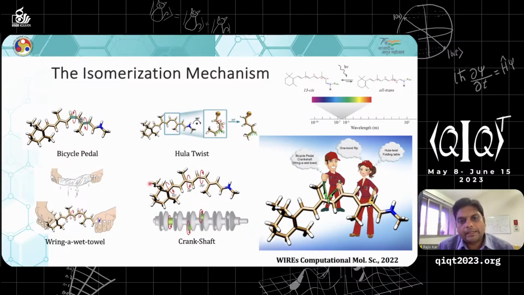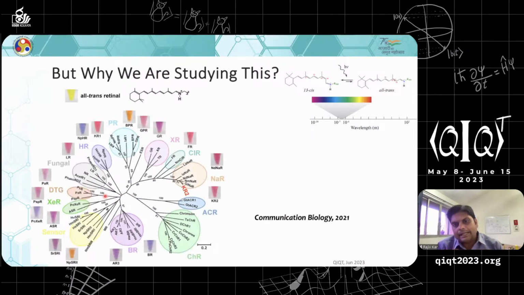So these are some of the analogies that are being elucidated exclusively using quantum mechanics, because from the measurements, it's quite difficult to pinpoint these changes and to make some inference about how the mechanism is actually happening. Now, the next point is, as I said, why we are studying this. This is quite important.